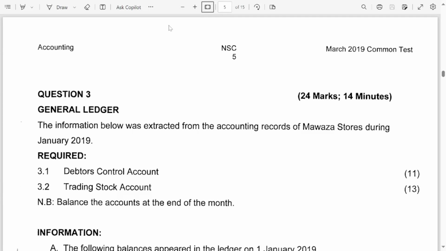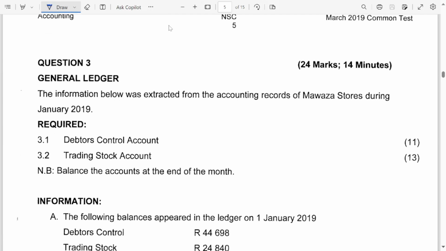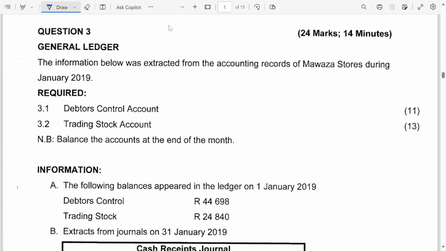Okay, today we are going to be doing a general ledger. This is the past paper, March 2019. The information below was extracted from the accounting records of Mawaza stores during January 2019. Required 3.1.